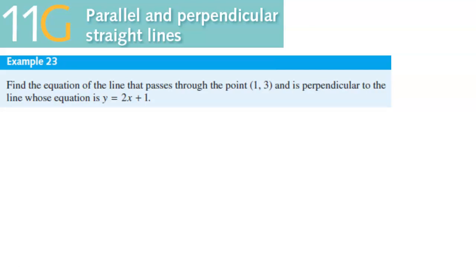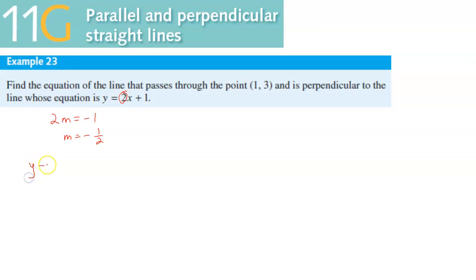Okay, so in this example, we've got a point that our line passes through and it's perpendicular to the line y equals 2x plus 1. So first I need to work out what my gradient is. So I know that 2, that's this 2 here, times the gradient of my line, which is m, equals negative 1. So I can divide both sides by 2, and I get that the gradient of my line is going to be negative 1/2.